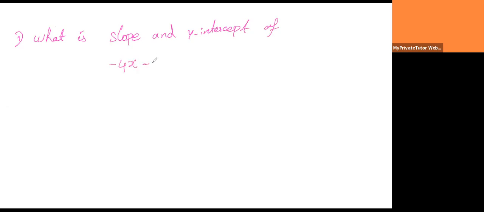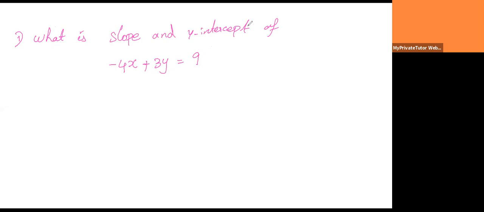Okay, great. Then the next thing is, they might directly ask you what the slope, or gradient, and y-intercept are. Let's say the equation is minus 4x plus 3y equals 9. What is the slope and y-intercept of the given equation? So how do you do that?